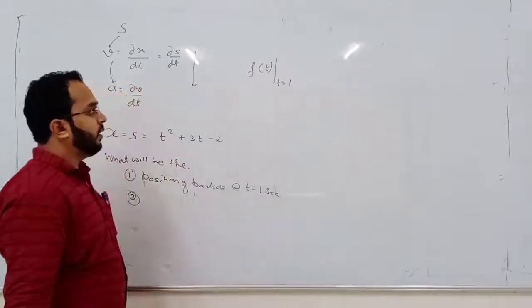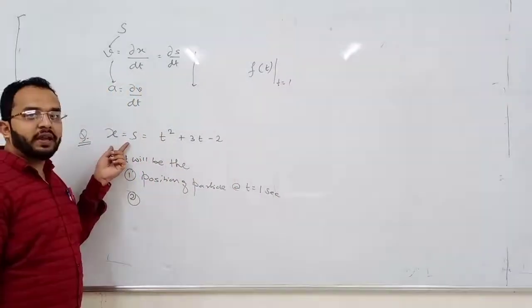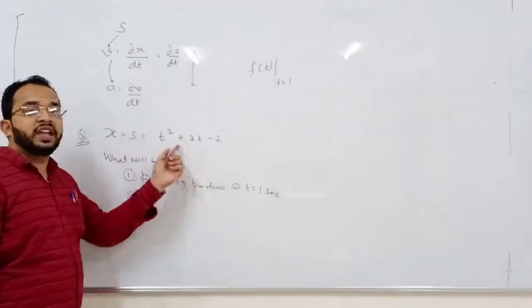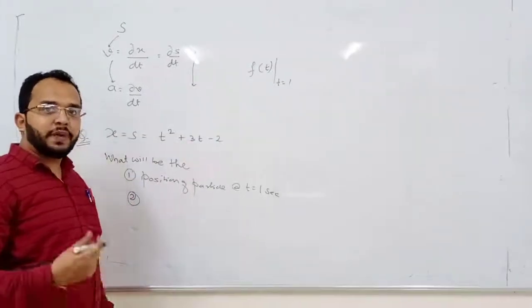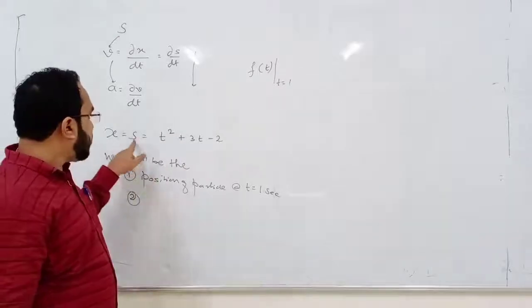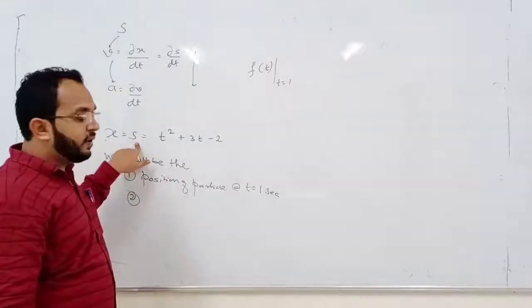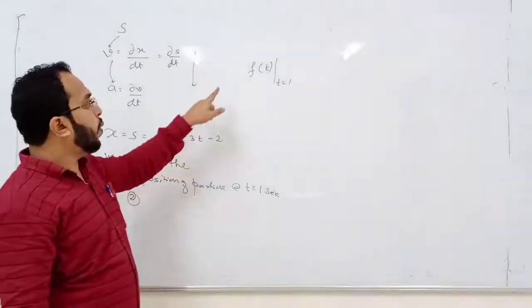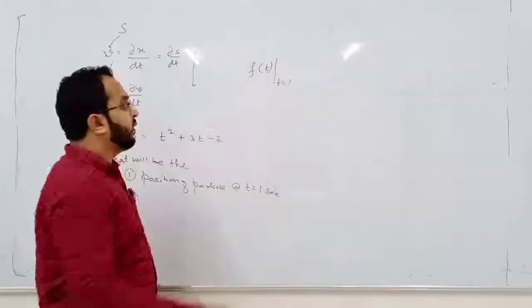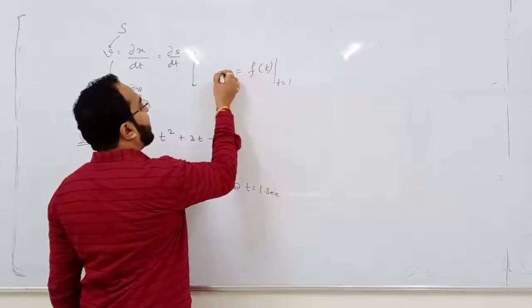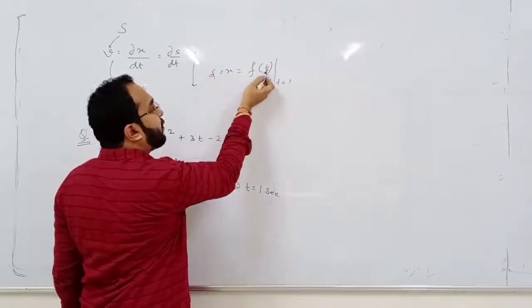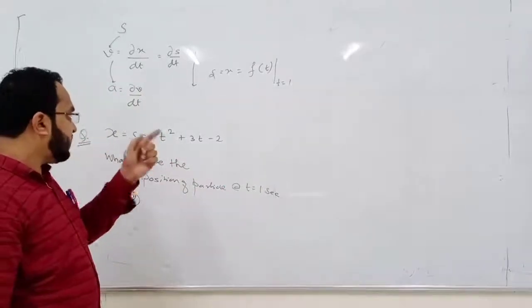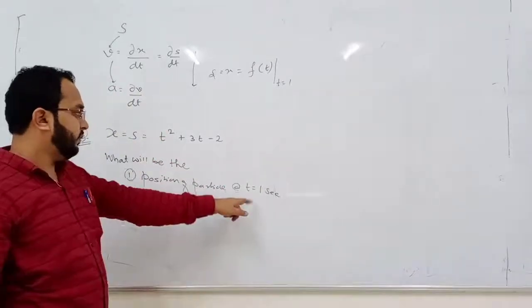Look, what is the value of y in f of x? In place of y there is s, or x, and in place of x there is t. So y is equal to f of x, where in place of y there is s or x, and in place of x there is t. So asking this means asking for f of 1.